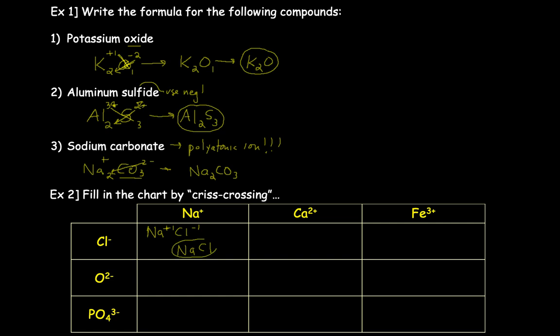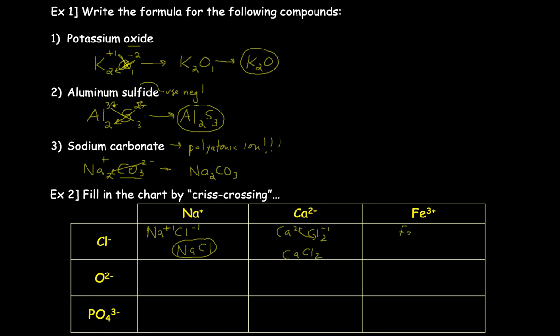All right. Let's try calcium and chlorine. We write calcium. Calcium is a 2+. We have chlorine -1. These are different, so we're going to have to crisscross. We're going to bring the 2 down here. We don't bring the 1 down. It becomes calcium chloride, CaCl2.